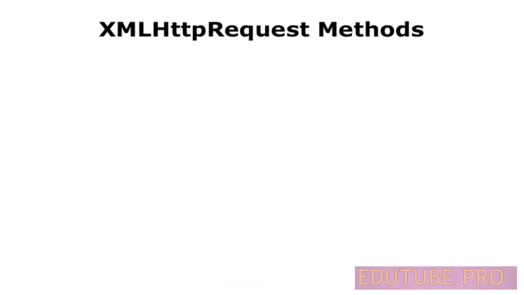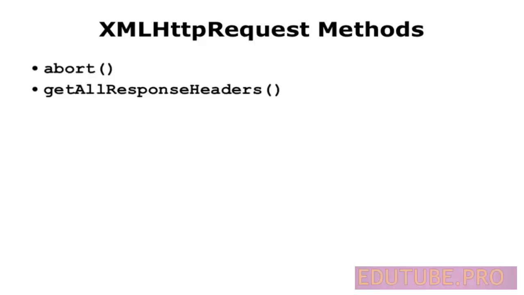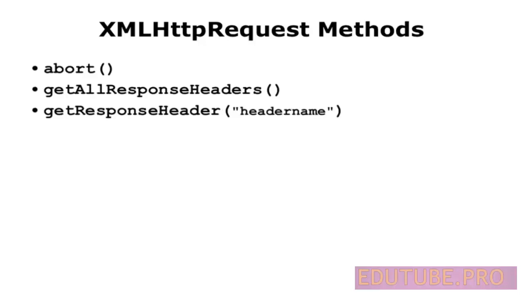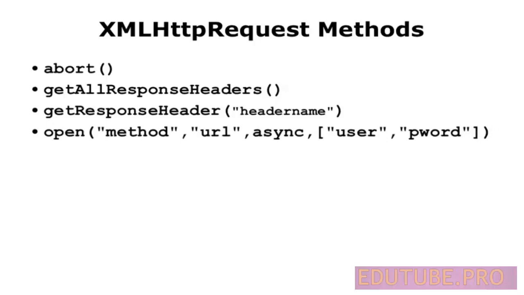As with any good JavaScript object, XMLHttpRequest has methods. And again, we'll be looking at these in much more depth over the next few lessons. There's abort, which says abort the request. getAllResponseHeaders, which asks the server for the response headers. getResponseHeader, in which you pass a particular header name and get a response. The open method, which can be passed several different parameters. There's method, URL, an async flag, which is true or false, and the optional username and password.